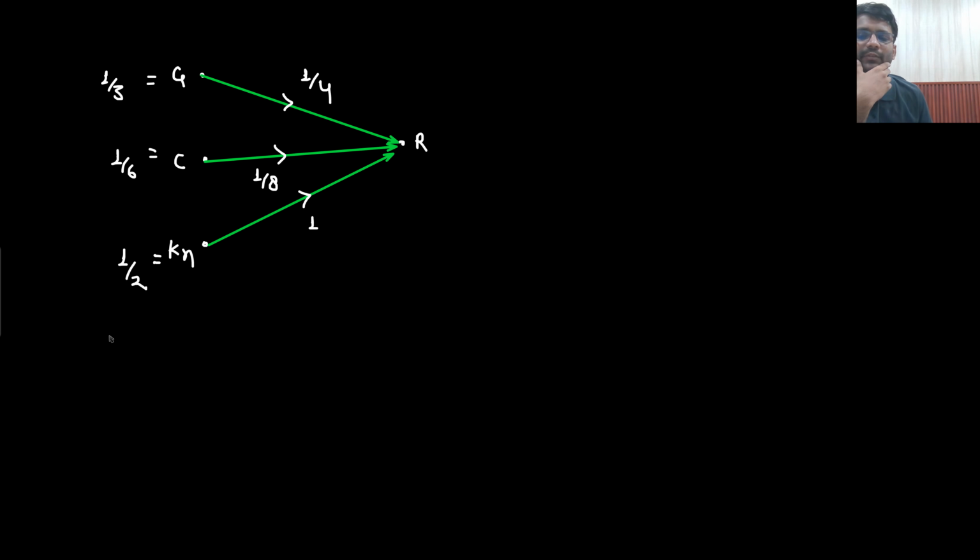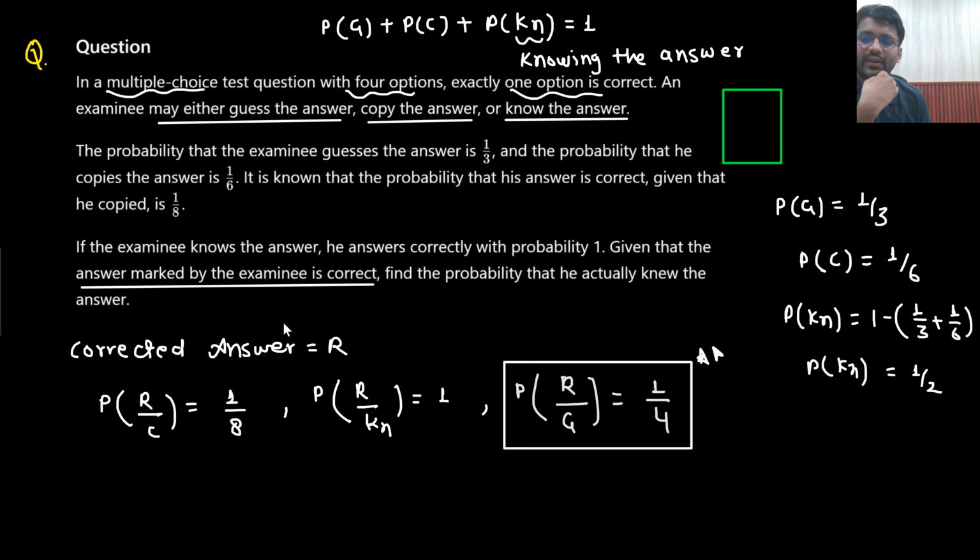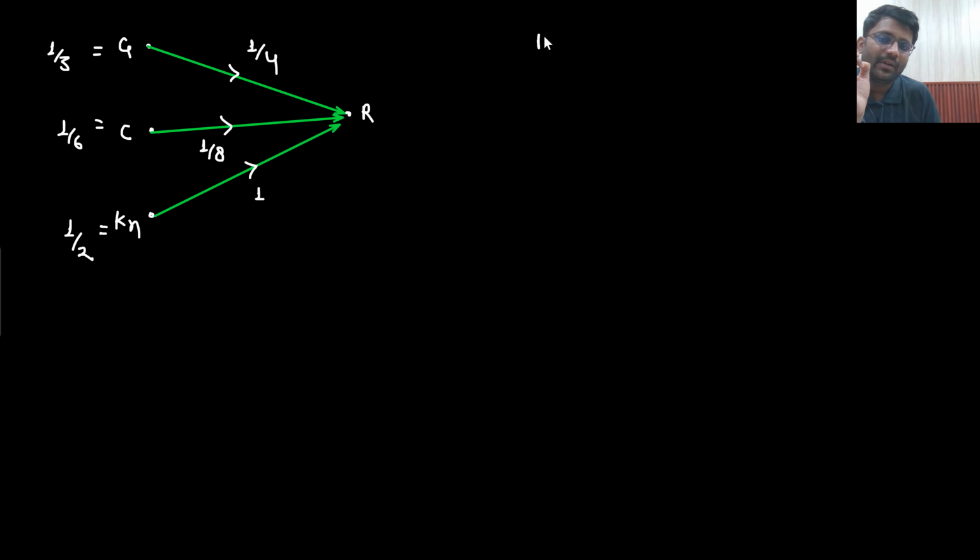Okay. So what are we supposed to find out? Everything we know now. We are supposed to find out, given that the student has marked the answer correct, the probability that he actually knew the answer. Probability of knowing the answer given that he marked it correct. This is what we are supposed to find out.